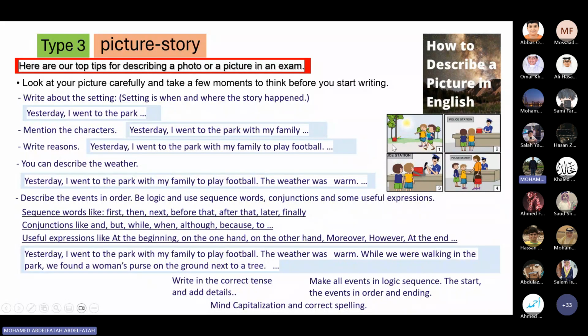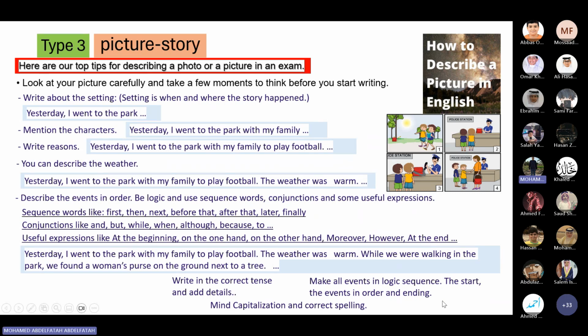Okay, look here, the bag or the purse is next to a tree. On the ground, next to a tree. Add details to your writing. You have to make all events in logic sequence. I told you about this. Start with what happened first, what happened then, what happened next, and what happened after that, what happened at the end. Describe all pictures. Make all events in logic sequence: the start, the events in order, and the ending.